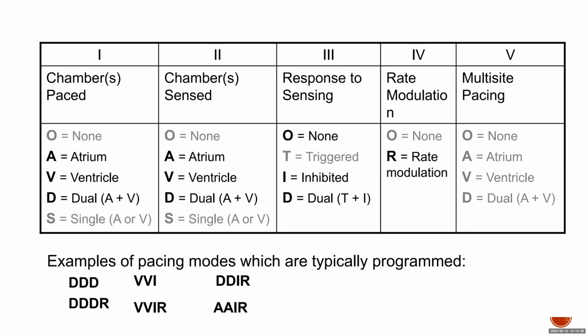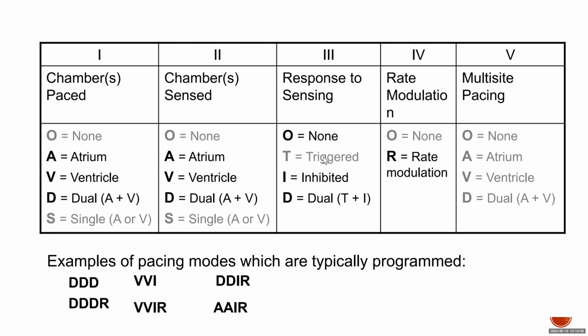So inhibiting is easy. Let's say we're setting the rate at 50 beats per minute, and the patient has a sinus rate of 40 beats per minute. It means that the atrial lead will pace because the intrinsic rate is lower than the set rate. We'll pace in the atrium and we'll pace in the ventricle.